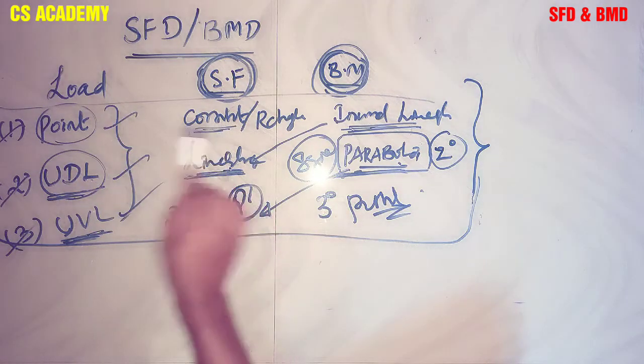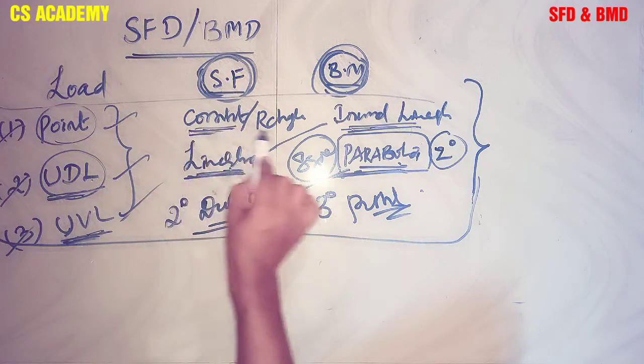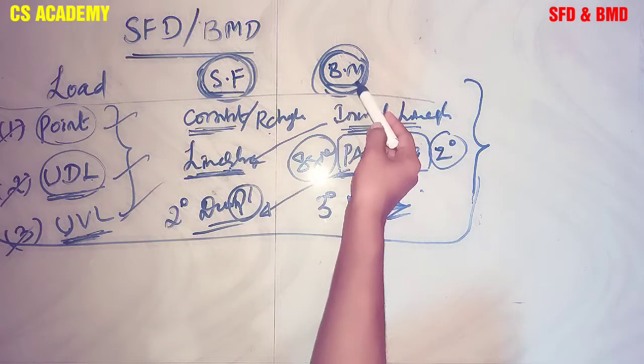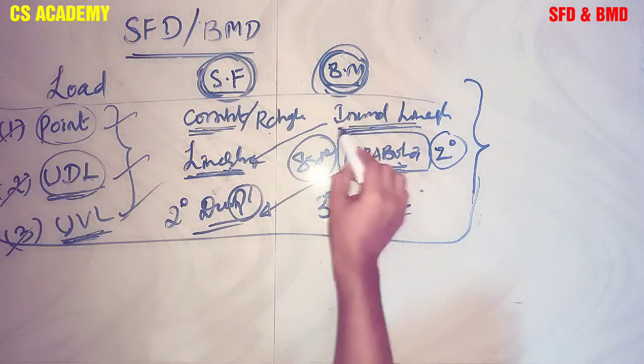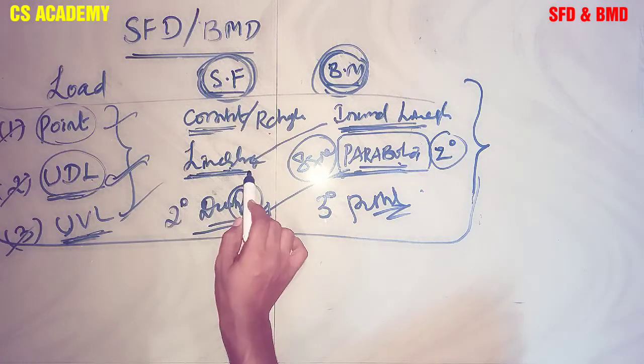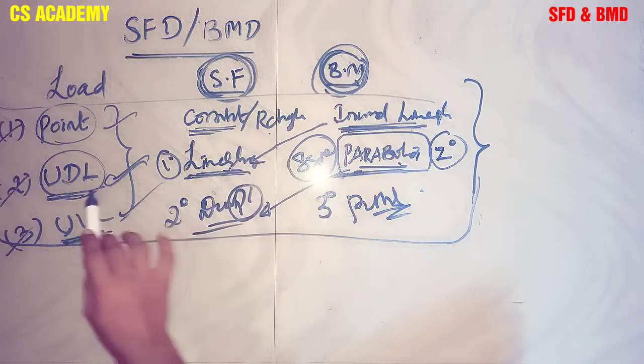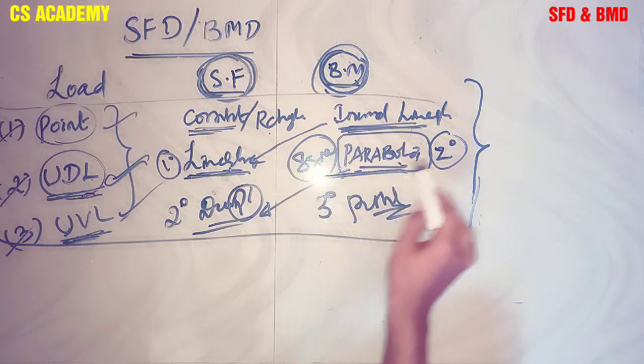So this is for the point load. For the point load, the shear force variation is constant or rectangular, and the bending moment distribution is inclined, linearly varying. For the uniformly distributed load, the shear force distribution is linear, meaning first degree. The bending moment distribution for the uniformly distributed load is a square parabola, that is a second degree parabola.